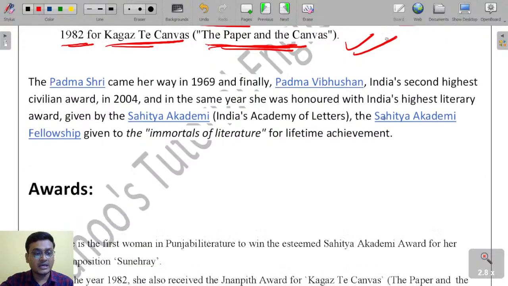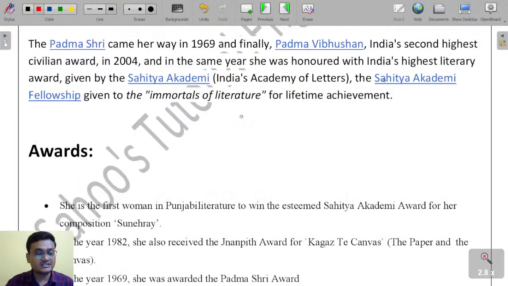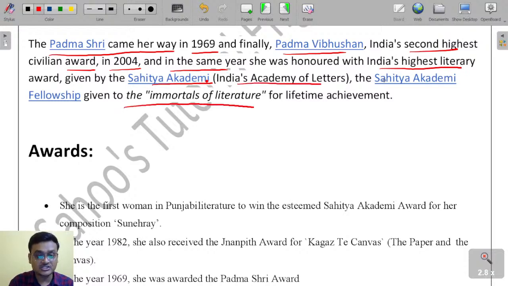And later she was awarded the Padma Shri in 1969, and finally the Padma Vibhushan, India's second highest civilian award, in 2004. And in the same year she was honored with India's highest literary award given by the Sahitya Academy, India's Academy of Letters, the Sahitya Academy Fellowship given to the immortals of literature for lifetime achievement.